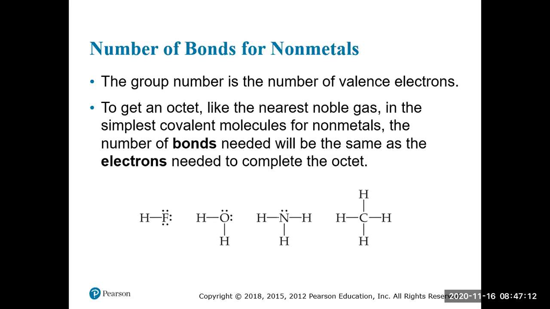So that's the goal of what we're doing when we're talking about these nonmetal compounds forming. And remember, we said that covalent bonds usually involve nonmetals. When it's a metal and a nonmetal, then that's the ionic bonds that we talked about last class.